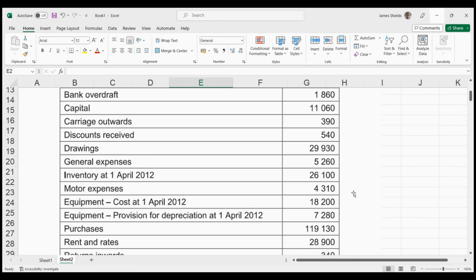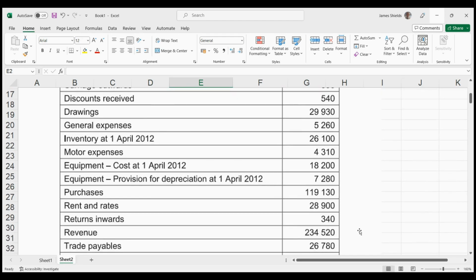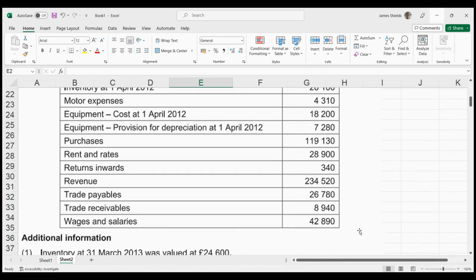Motor expenses, £4,310. Equipment, the cost at the 1st of April 2012, £18,200, that's the cost at the beginning of the year. And the equipment depreciation provision at the 1st of April 2012 was £7,280. Again, that's at the start of the year. Purchases, £119,130. Rent and rates, £28,900. Returns inwards, £340. Revenue, £234,520. Trade payables, £26,790. Trade receivables, £8,940. And wages and salaries, £42,890.